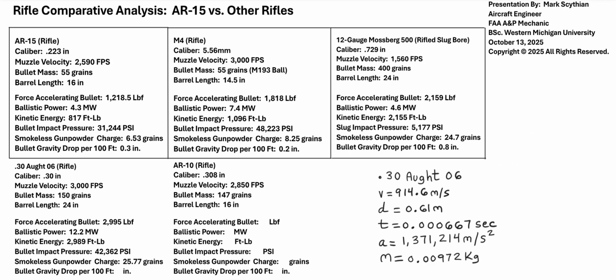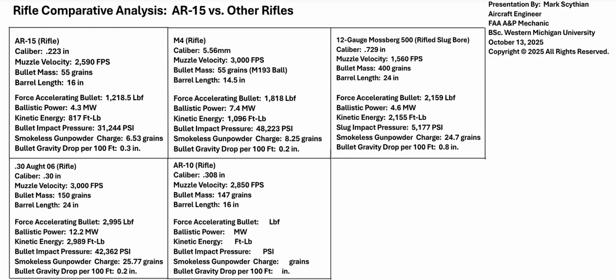And then the smokeless gunpowder charge is .77 grains of smokeless gunpowder per 30-06 rifle shell or round, and then its gravity drop is 0.2 inches per 100 feet. And then lastly, we have the AR-10 rifle, which is the 308 caliber, 0.308 inches diameter.